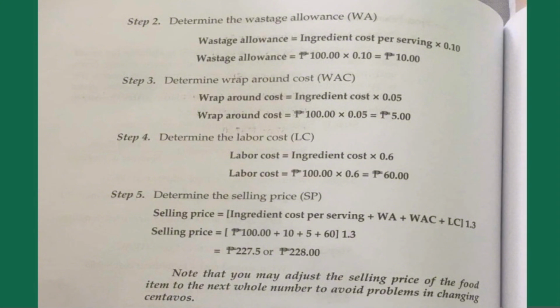Step 5. Determine the selling price. Selling price equals ingredient cost per serving plus wastage allowance plus wrap-around cost plus labor cost times 1.3, equals 100 pesos plus 10 plus 5 plus 60 times 1.3, equals 227.5 or 228 pesos. Note that you may adjust the selling price of the food item to the next whole number to avoid problems in changing centavos.